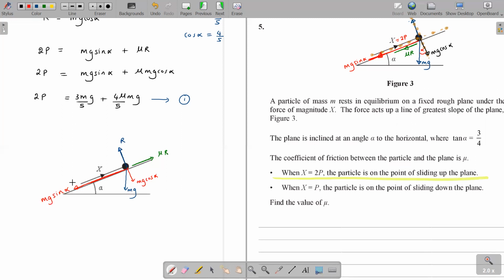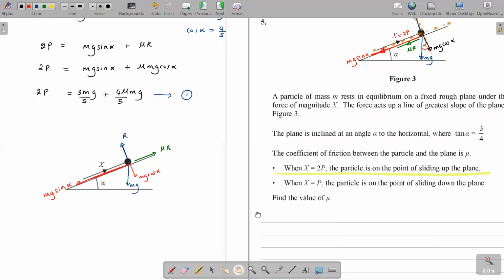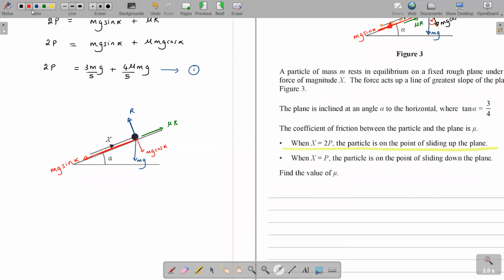Is that okay? Okay, so now again do the same story. So R is equal to mg cos alpha, that doesn't change. Okay, R equals mg cos alpha is the same. So again, let's write another equation for the equilibrium along the plane. Let's write the equation. What do we have here now? X is now equal to P.